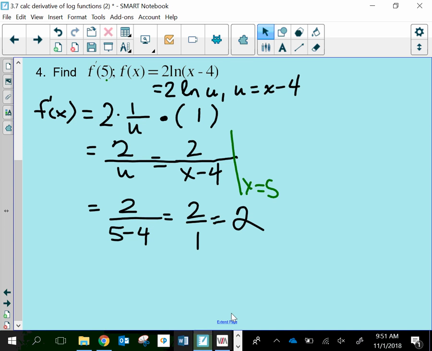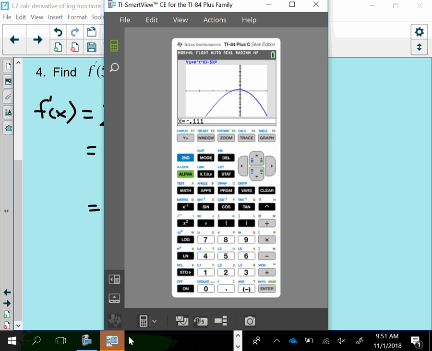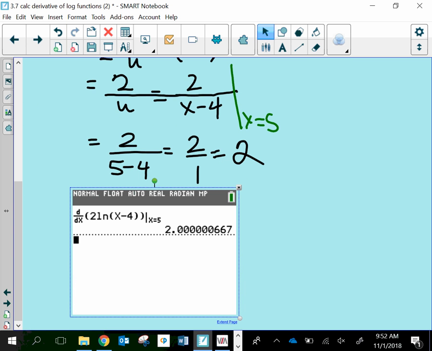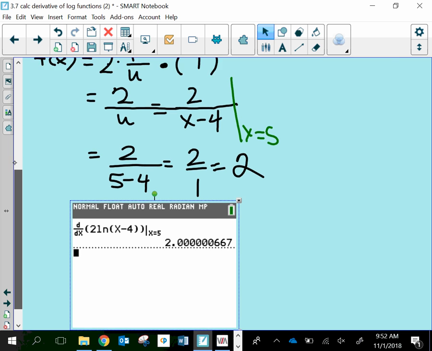If you go to the home screen and you do math 8, in terms of x, 2 ln of x minus 4, watch your parentheses, and at 5, there's your 2. Remember that garbage is exactly that, it's garbage. So 2.000 is 2. So that's just a check. But don't forget about that piece when you're wondering, is that right? Done.